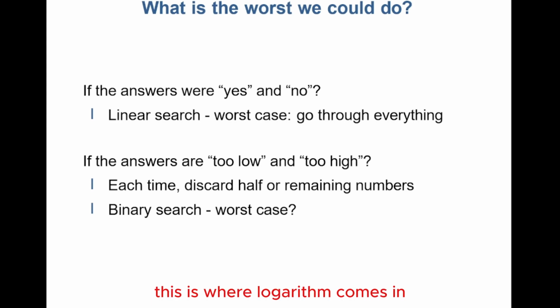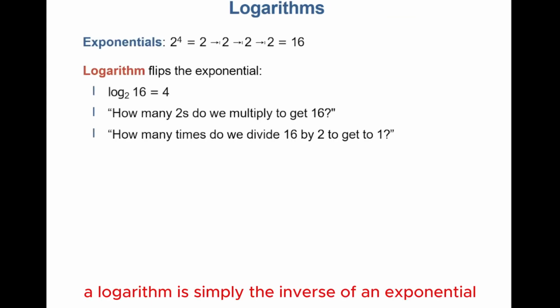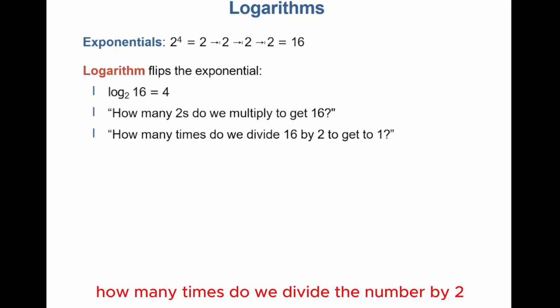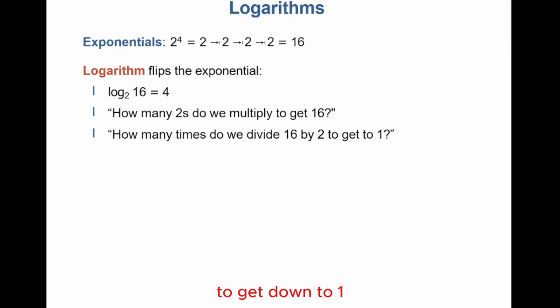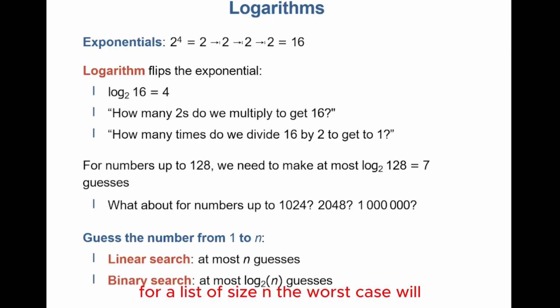This is where logarithm comes in. A logarithm is simply the inverse of an exponential. It asks how many times do we divide the number by 2 to get down to 1. For a list of size n, the worst case will never take more than log n to the base 2 steps. This makes binary search incredibly fast, earning it a complexity rating of O(log n) or logarithmic time.